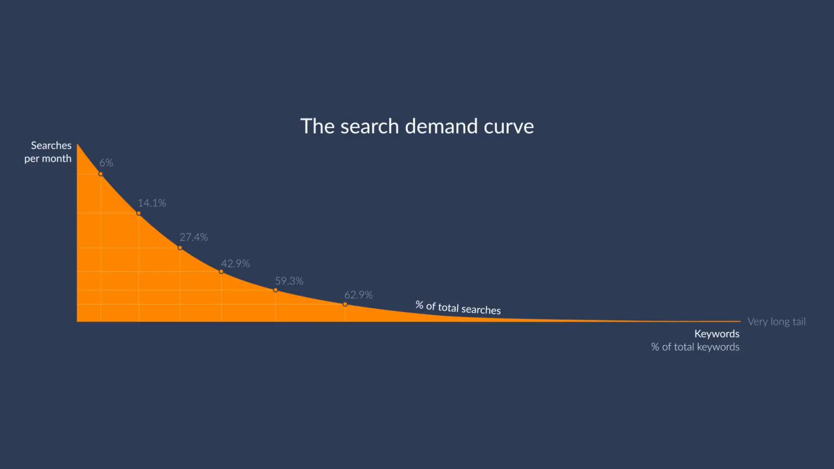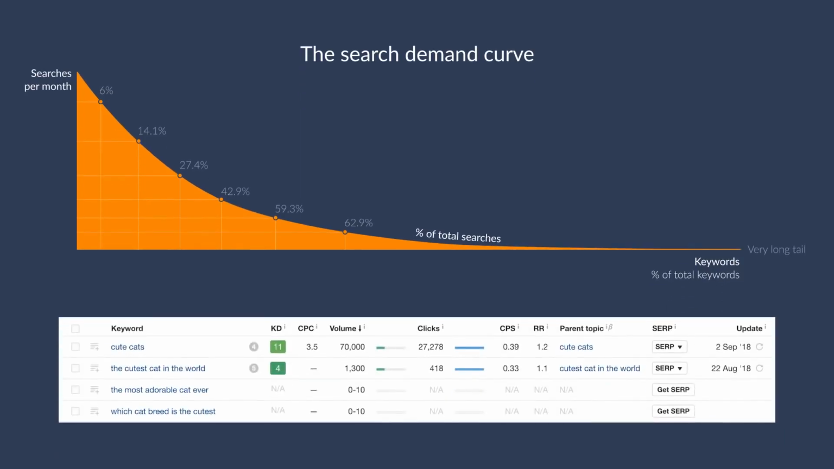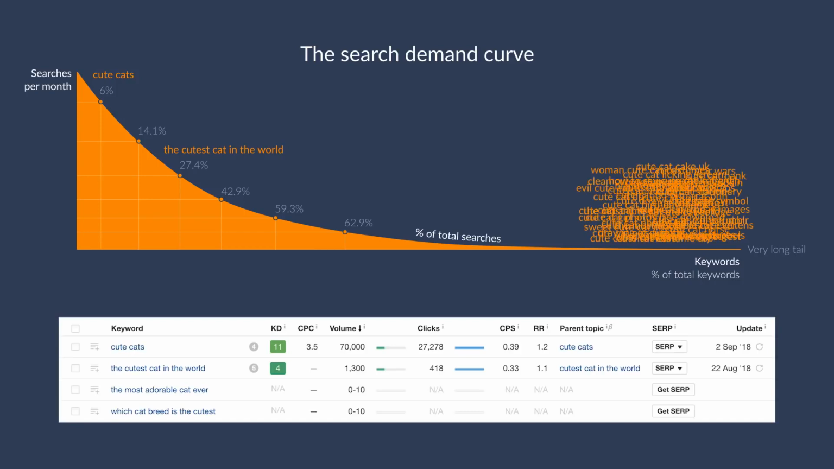For example, if you look at the topic of cute cats and a few long tail variations in Ahrefs Keywords Explorer, the first keyword would be at the head of the curve because of its popularity. The cutest cat in the world will be a long tail keyword somewhere further down, and the other two phrases would be at the end of the tail, since they're unpopular ways to search for the topic, but there are numerous variations that would likely add up to a massive cumulative search volume.